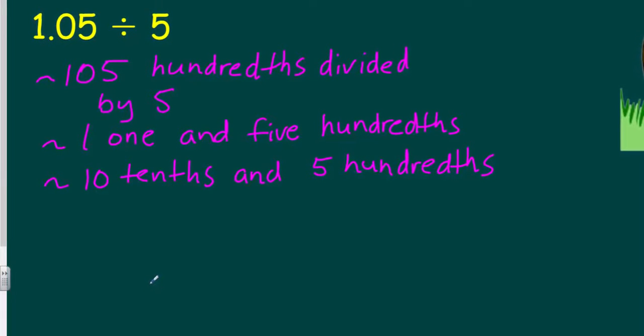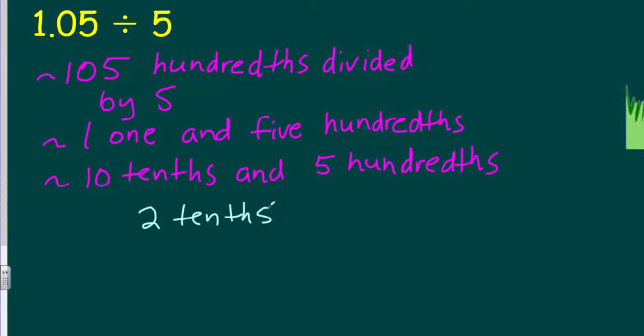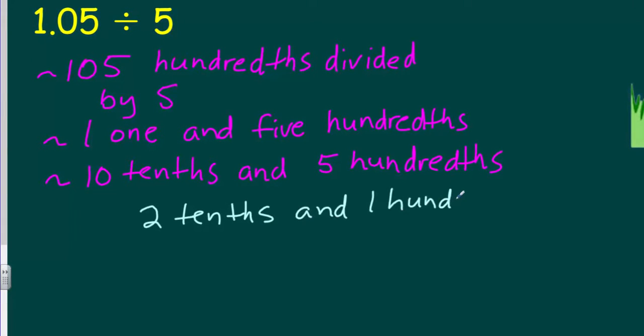Of course, the answer would be 2 tenths if we took 10 divided by 5. And, of course, 1 hundredth because 5 divided by 5. That makes sure we get that TH on there, not to be confused with that whole number.